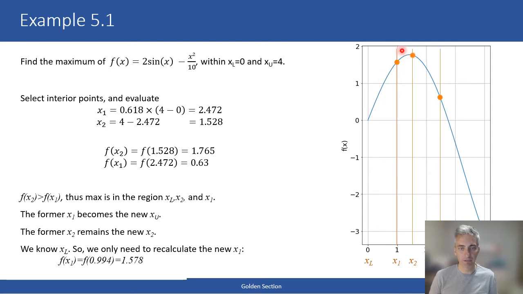And we perform the same action again. We can see that in this case, as we go from x1 to x2, we're increasing in value. So we know the peak cannot be between x1 and xl, so we can discard xl. Our new bounds for where the peak will be are from x1 to x upper on this graph, these 3 points. And we can perform this iteratively over and over again until we find exactly where the peak is.